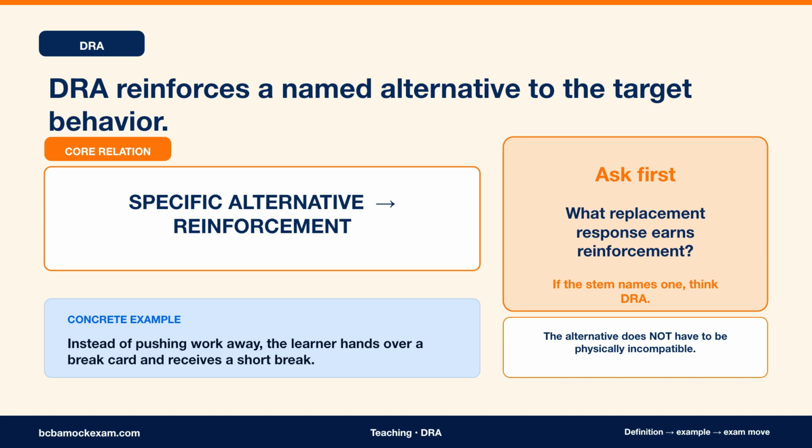DRA reinforces one specified alternative response. The alternative does not have to be physically incompatible. In strong applications, it is useful, feasible, and often accesses the same functional outcome as the target. A break card that produces escape from a difficult task is DRA because that named card response earns reinforcement.